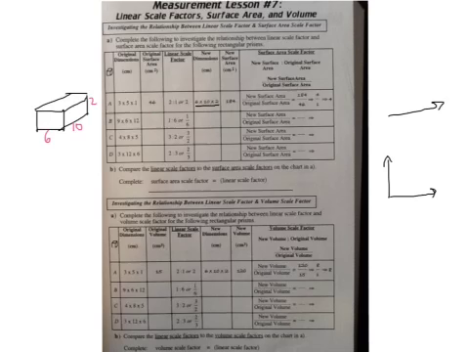Okay, so 6 times 2 is going to be 12 centimeters squared. 10 times 2 is 20 centimeters squared. And 6 times 10 is 60. So then we're going to have 2 sides of 60, 2 sides of 12, and 2 sides of 20 centimeters squared. Now if we add all this up, we get 184 centimeters squared.